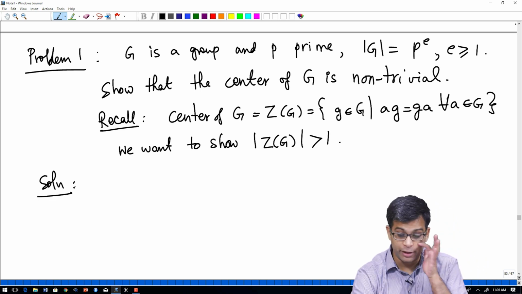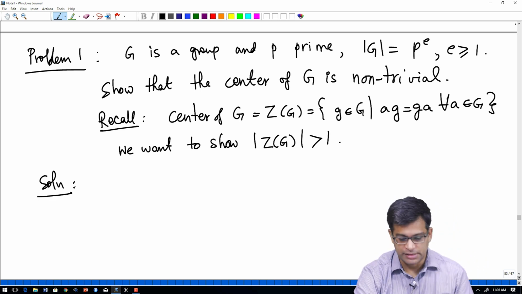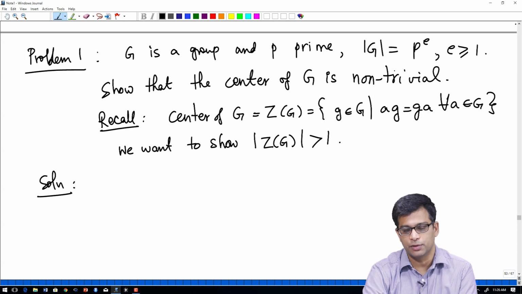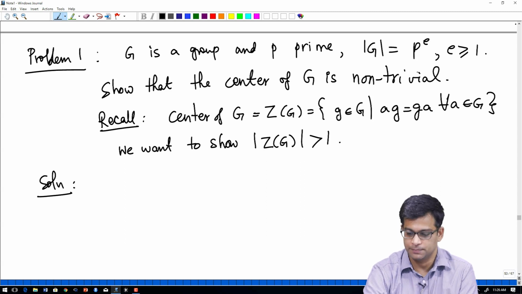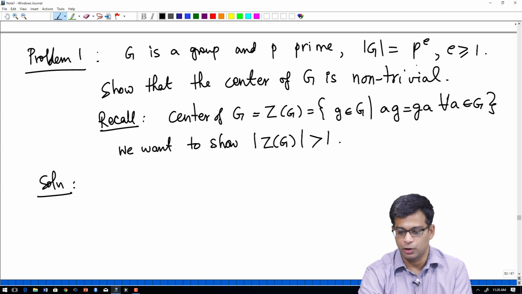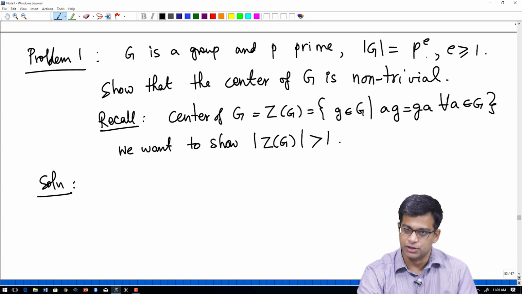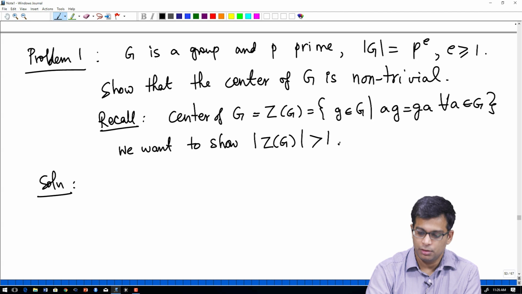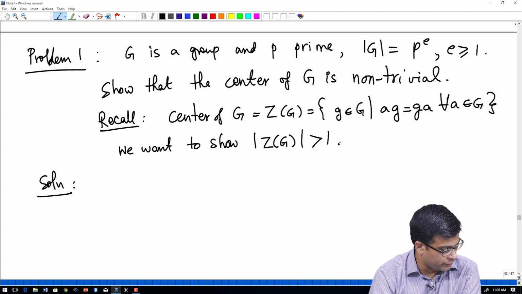Okay. So, remember this need not be the case. I will only say this, you can check this on your own. If G is S3, for example, the symmetric group on 3 letters, the center is trivial. Of course, the symmetric group does not have this property that its order is a prime power. So, prime power groups have a non-trivial center.